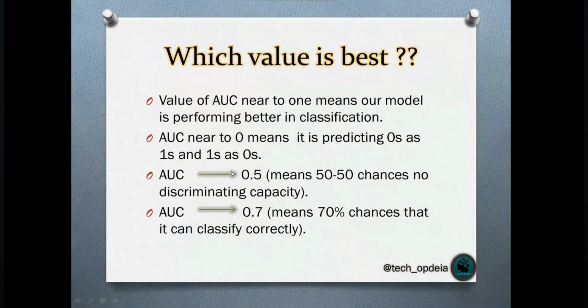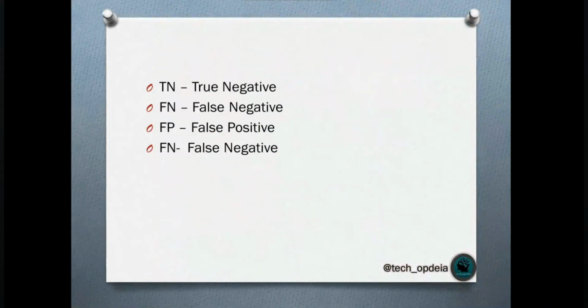AUC of 0.5 means there is no discriminating capacity, and AUC near to 0.7 means there are 70% chances that it can classify correctly. It can classify positive and negative classes correctly. So the values between 0.5 and 1 are considered better for our model.